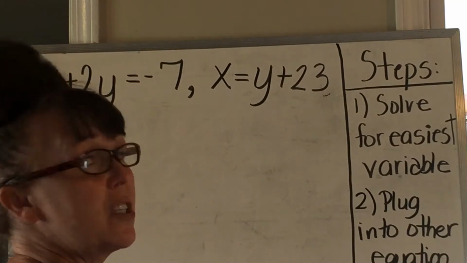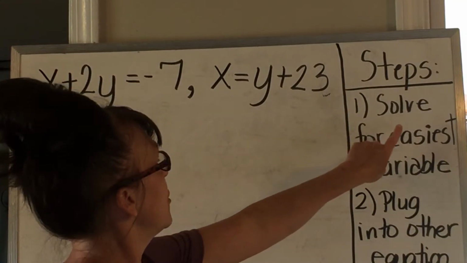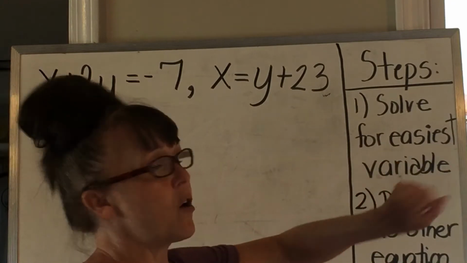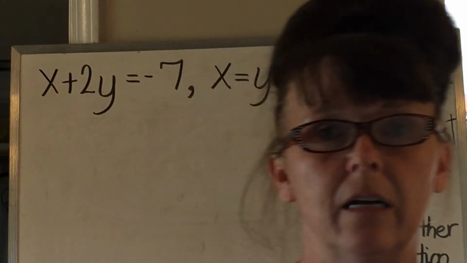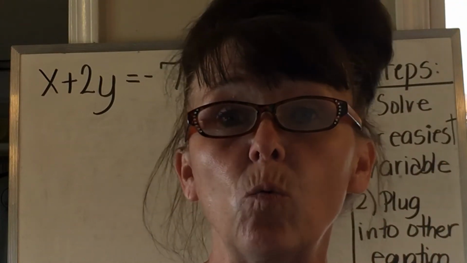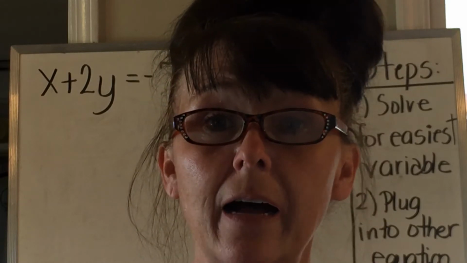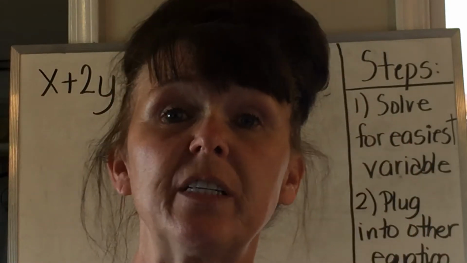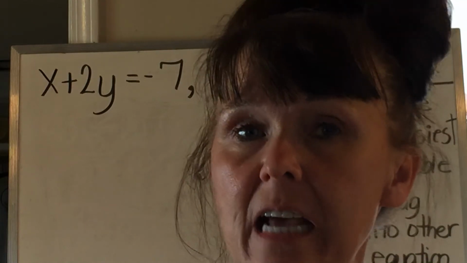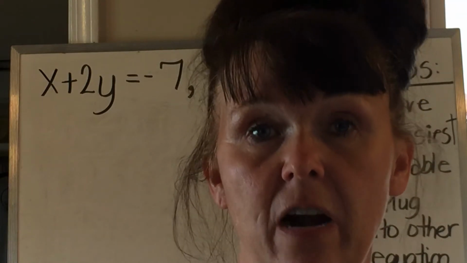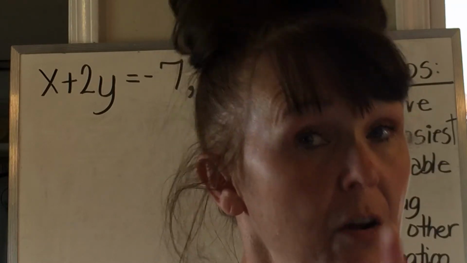Now, so let's get back to substitution. Step number 1, solve for the easiest variable. Now, you go, okay, so is that going to be X or Y? Well, it could be either one of those. Sometimes it's X. Sometimes it's Y. Well, how do I know which one's the easiest variable? The variable that doesn't have a number in front of it. It's already solved for, and you go, I don't get it. Okay, but you will.